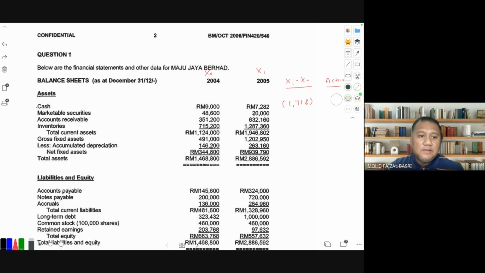There be no applicable, kita tak buat apa-apa.